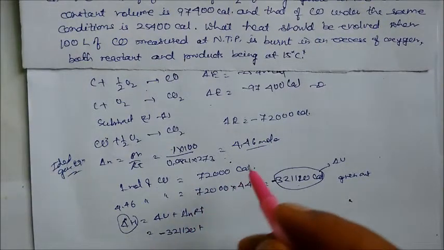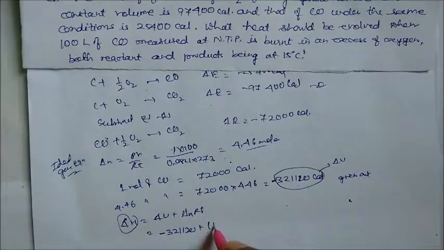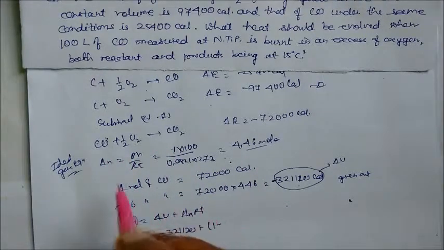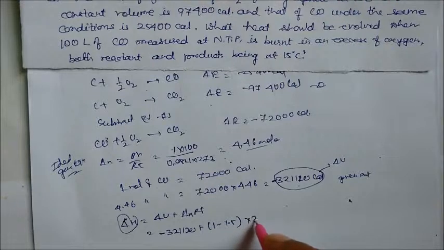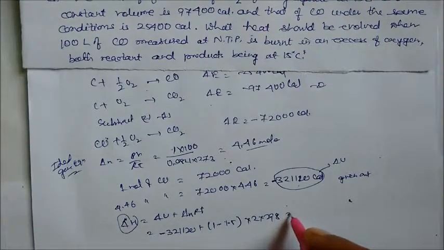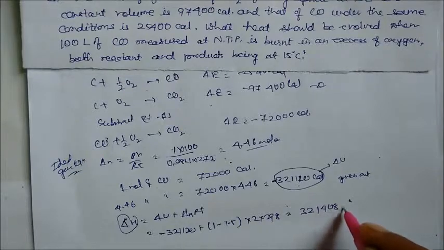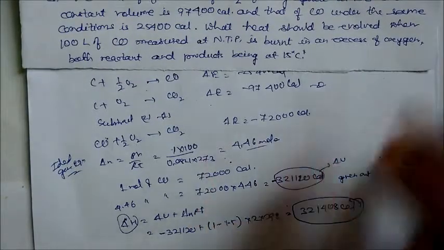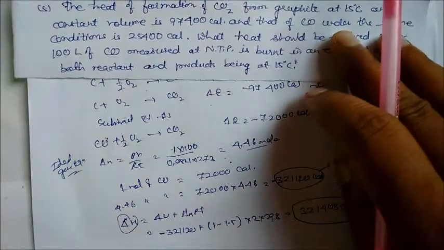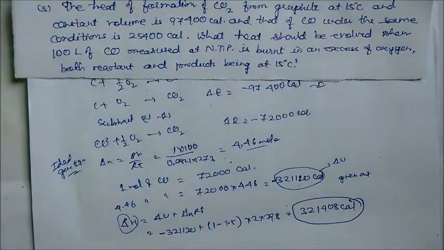So delta n we can see here, 1 minus 1 plus 3 by 2, so it will be 1 minus 1.5, and multiplied by 2 into 323. So on solving we will get here 321,408 calorie. So this is our answer. So this much heat will be evolved when carbon monoxide reacts with oxygen to give carbon dioxide.